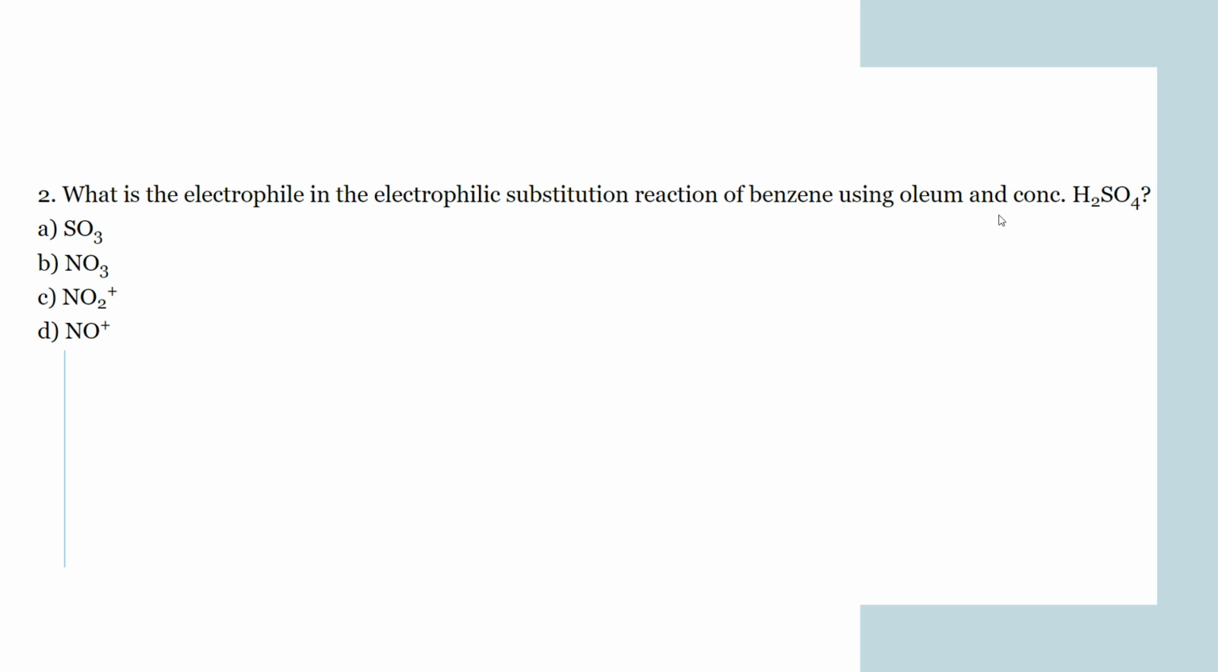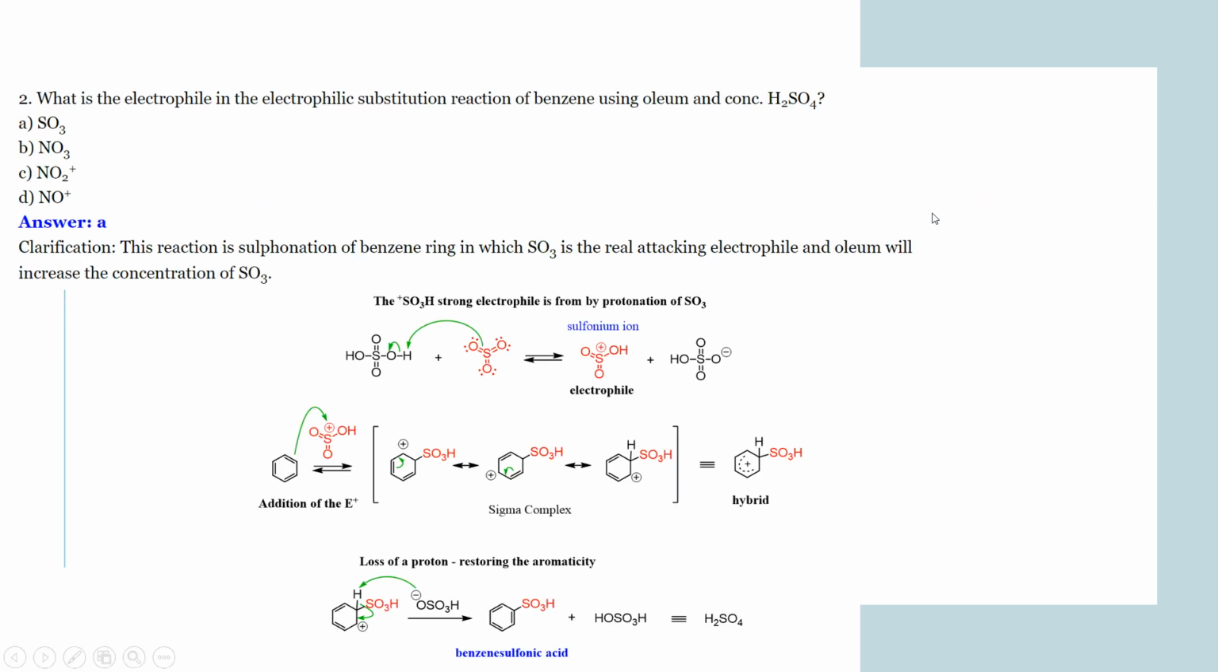Oleum is a mixture of concentrated H2SO4 which contains SO3 in it. So this particular reaction condition gives sulfonation of benzene. How is it possible? Let us discuss the mechanism of this reaction. This is H2SO4 in the reaction medium, and as we know, oleum contains a major portion of SO3 in it. So these two react, and this S=O double bond takes up a proton from H2SO4, generating the desired electrophile, which is the sulfonium ion here.